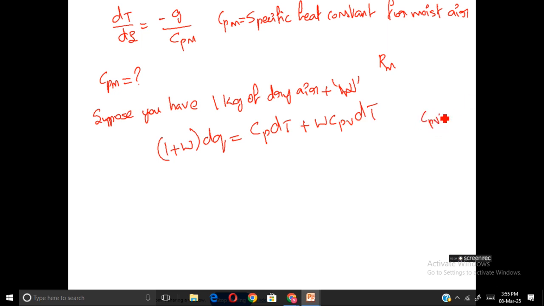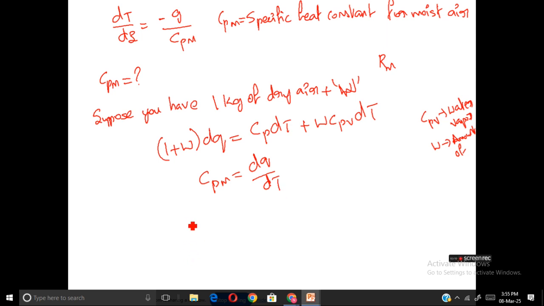Cpv is the specific heat for water vapor, and W gives the amount of water vapor in the vessel. Based on that, we will determine Cpm. Cpv is solely for water vapor, and Cpm is for a moist vessel which contains dry air and some amount of water vapor. So we know the specific heat can be written as dQ by dT.